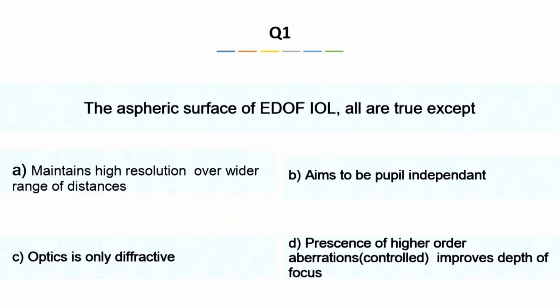These questions are all easy peasy. I want the PGs to really answer. Okay. So the aspheric surface of EDOF IOL, all are true except: it maintains high resolution over a wider range of distances, aims to be pupil independent, optics only diffractive, presence of higher order aberrations, improves depth of focus. Which of these is false?